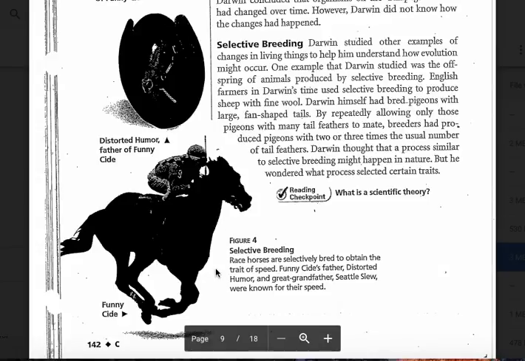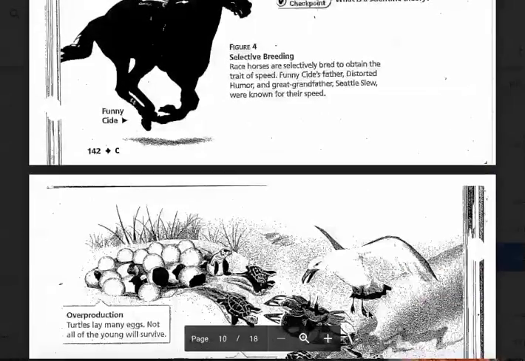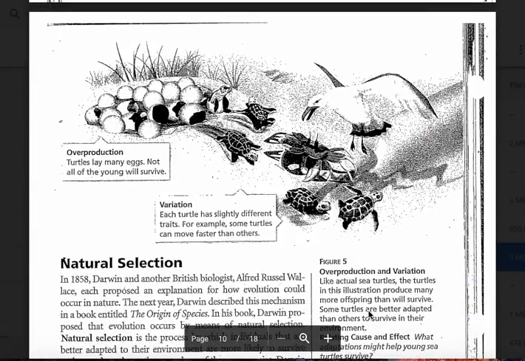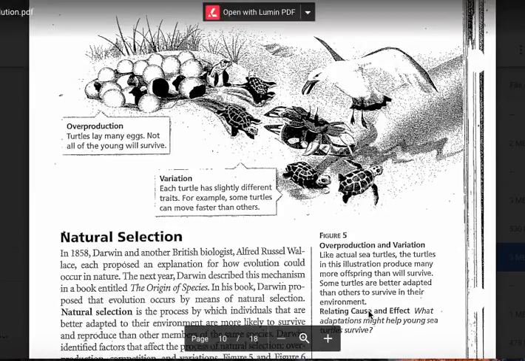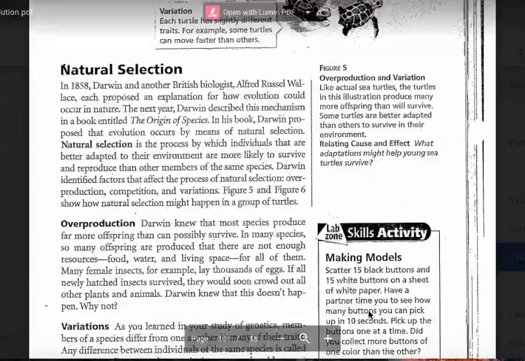Another example is racehorses. So racehorses are selectively bred to obtain the trait of speed, to be really fast and strong. Funnyside's father, Distorted Humor, and great-grandfather, Seattle Slew, were known for their speed. All right, we'll come back up to this picture in a minute.